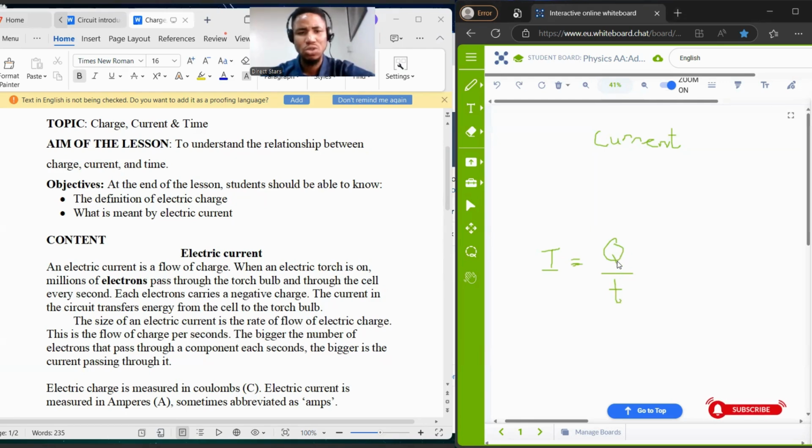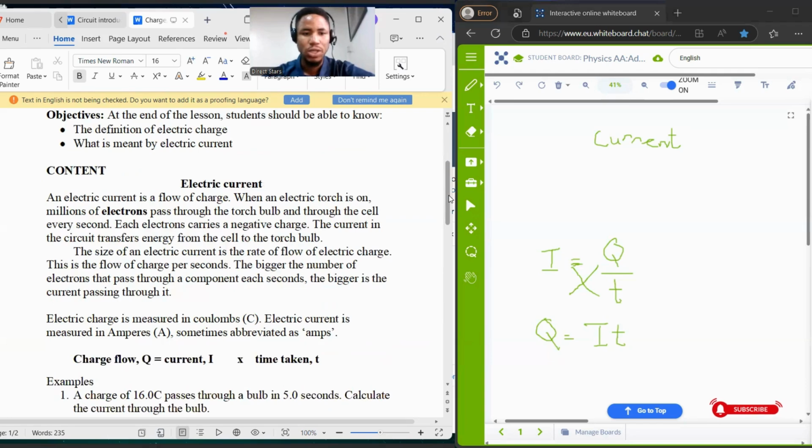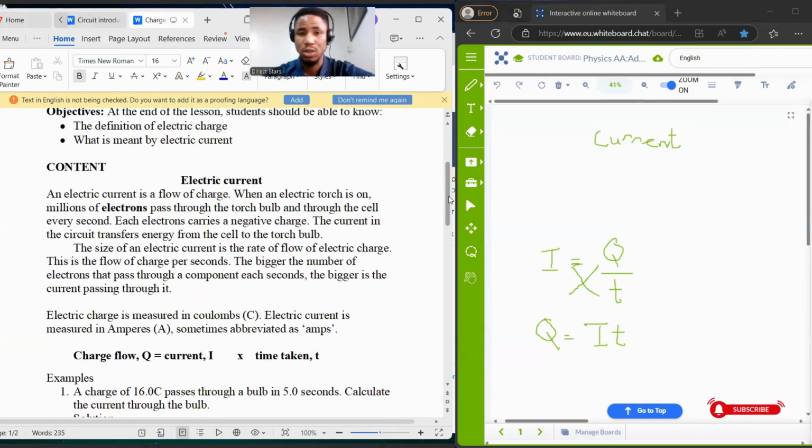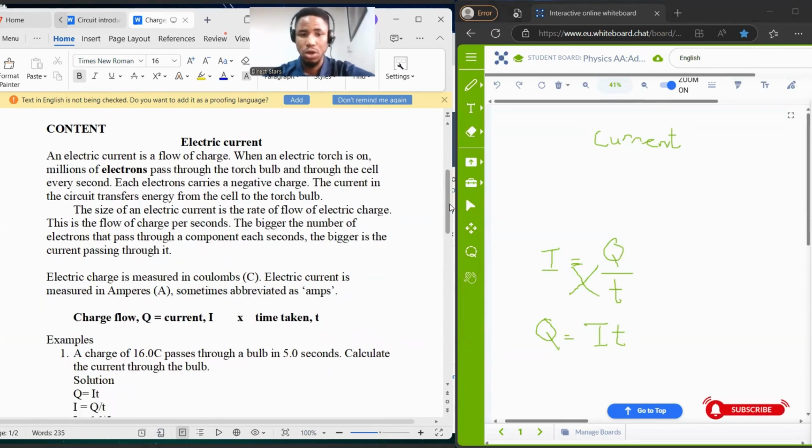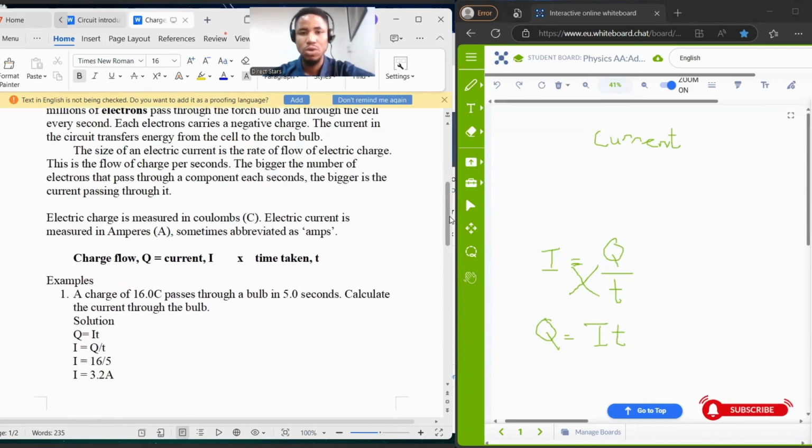But remember, we want to look for charge. So to make charge the subject, we cross multiply. Q times 1 gives Q, and I times T gives IT. So that is why charge is represented as IT. Remember that Q is measured in coulombs, I, the current, is measured in amps, and T is measured in seconds. So the charge that flows is the current multiplied by the time taken. Q equals IT.